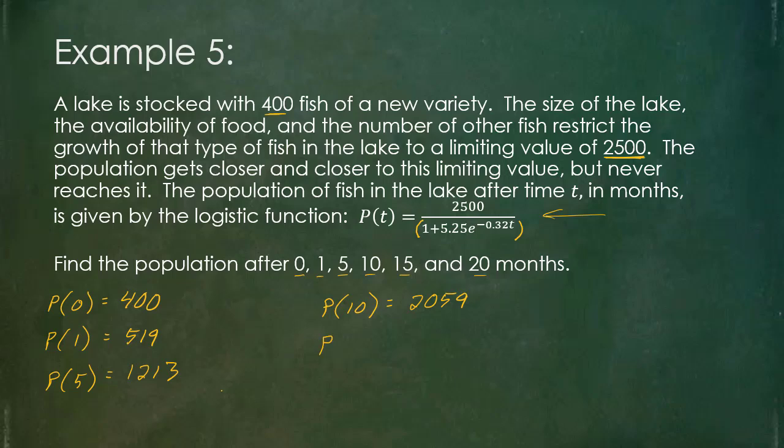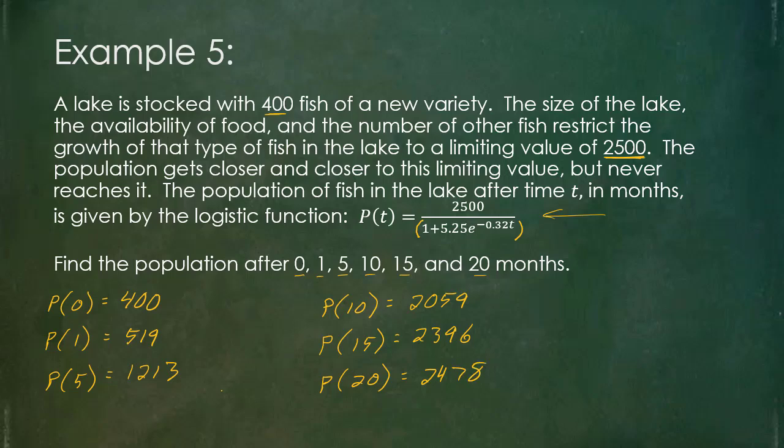So notice we are getting closer to that 2,500. After 15 months, it turns into 2,396. And we'll go ahead and plug in our last number, P of 20. That gives me approximately 2,478, so 2,478 fish at that point.